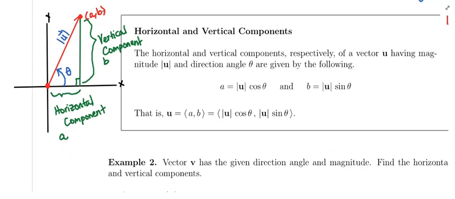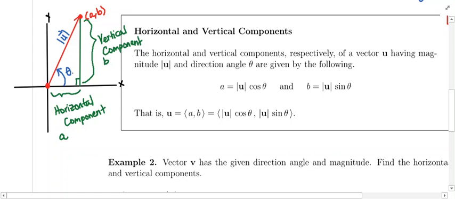But how do you actually calculate their value? You can do so if you are given the magnitude and the direction angle. Because we have a right triangle, we can apply some right triangle trigonometry here. If we go across from the right angle, we see that the magnitude, the length of the vector, is the length of the hypotenuse for this triangle. Relative to the direction angle, if we go across from the direction angle, this is going to be the opposite side, and that makes the other side of the right triangle the adjacent side.